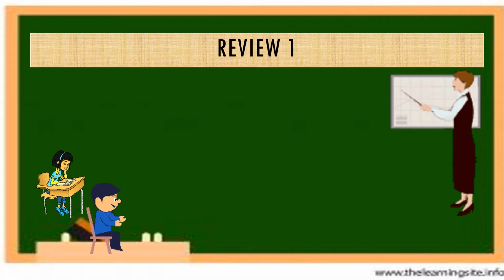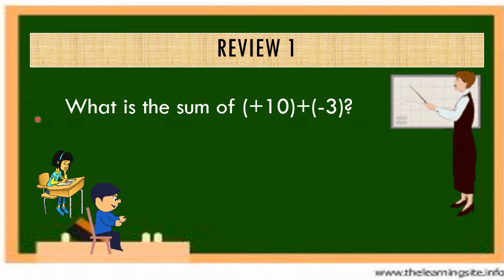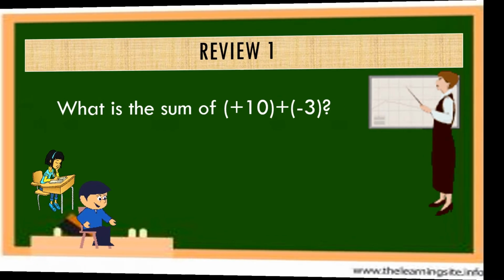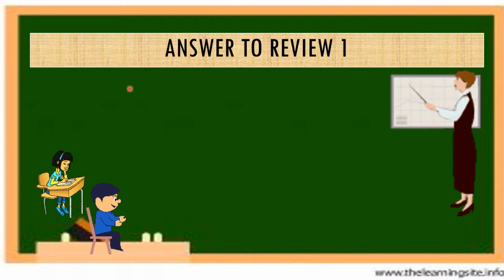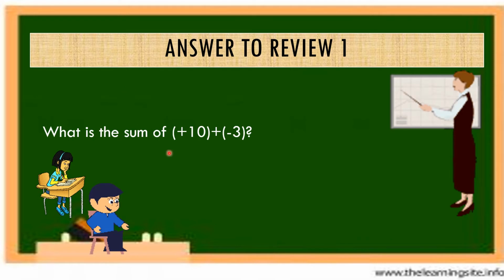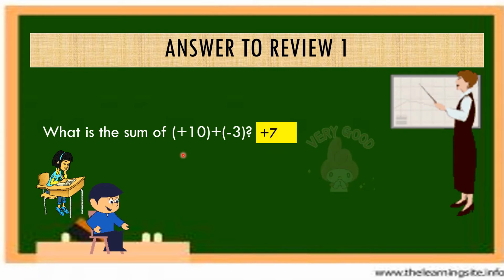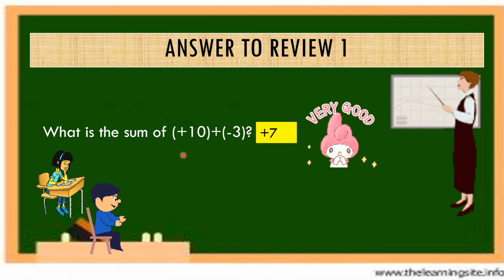We need to review the previous lesson. We have review number 1. What is the sum of positive 10 plus negative 3? We have the answer to review 1. What is the sum of positive 10 plus negative 3? What is the answer? The answer is positive 7. Very good. You got it correct.